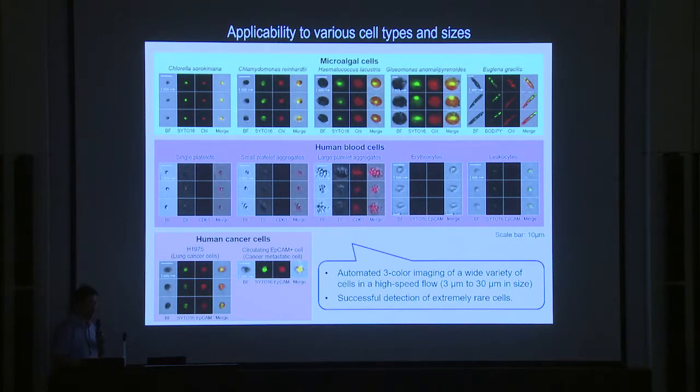And we tried a different set of species to make sure that this technology is broadly applicable. We tried a diverse range of microalgal cells from chlorella to euglena. As you can see, we get 3 colors: bright field, 2 fluorescence colors, and the merged image. We also tried blood cells and cancer cells. So this technology can image a diverse range of cells with different sizes from 3 micron to 30 micron.